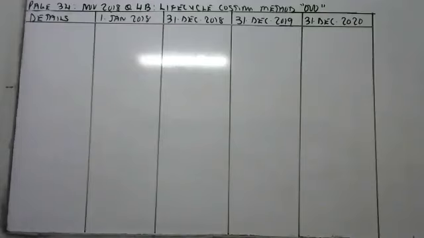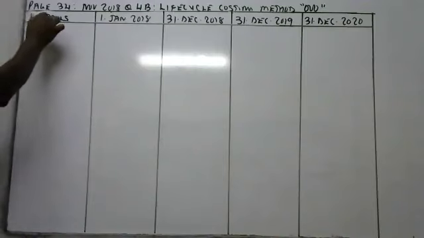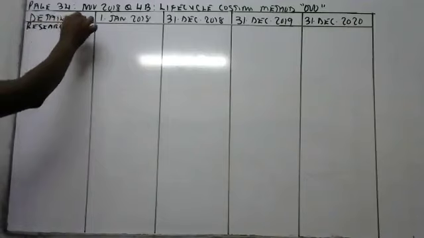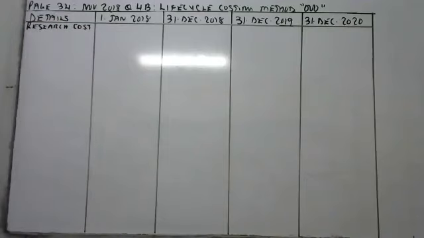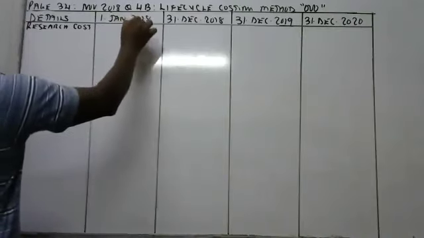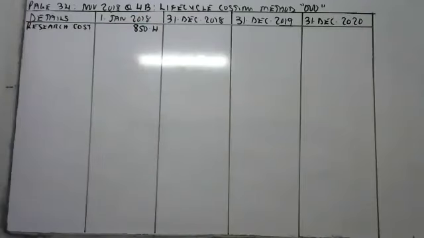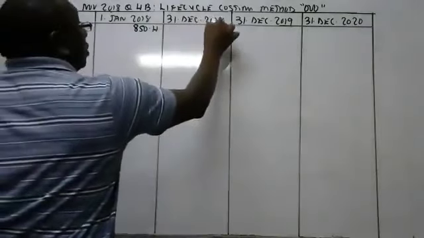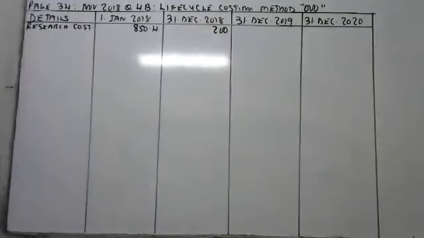So the first item is research costs. Research cost on 1st of January is 850.4. On 1st of December, it is 200. The other periods do not have research. We go to the next one, production costs.